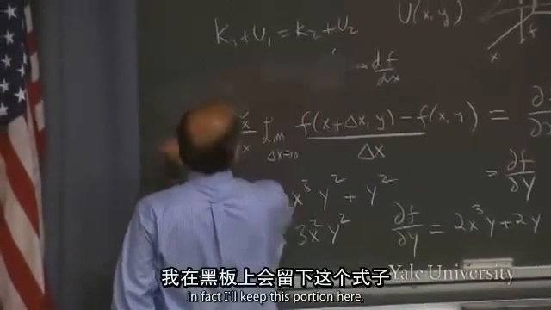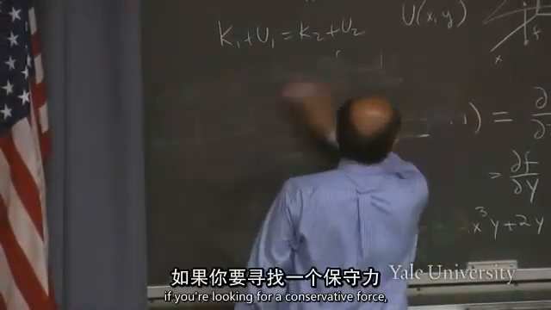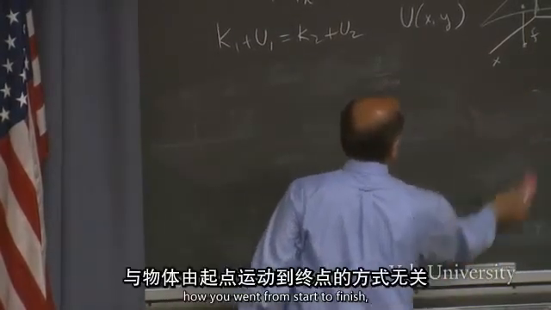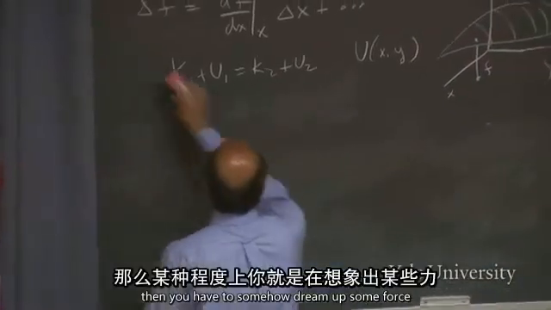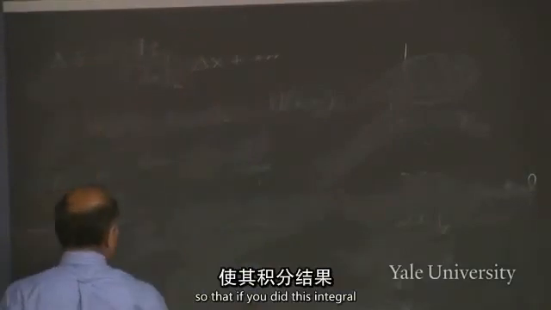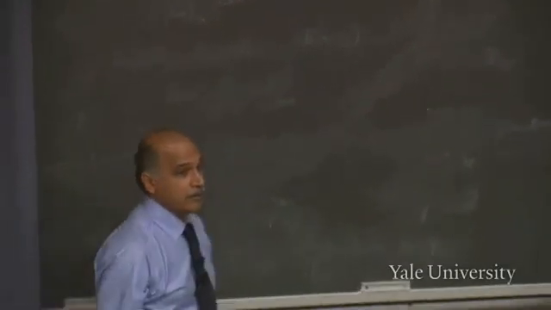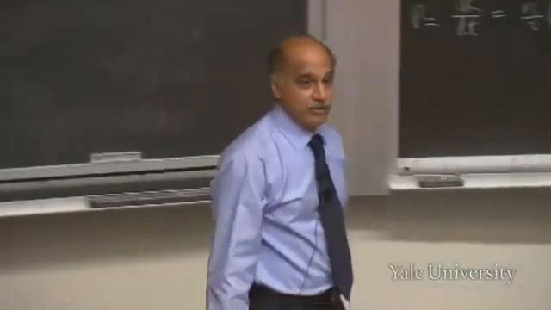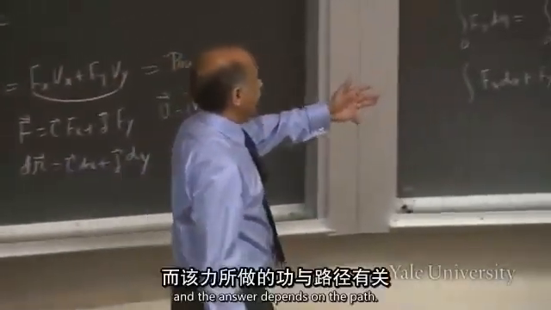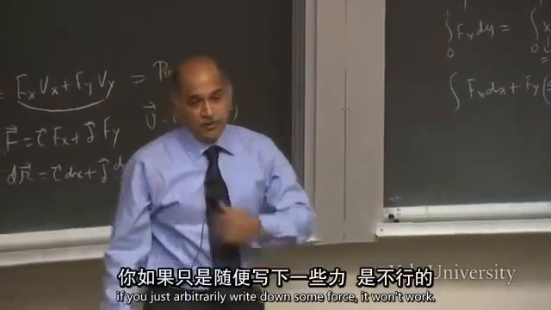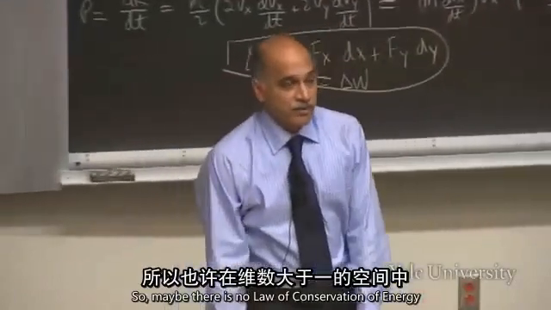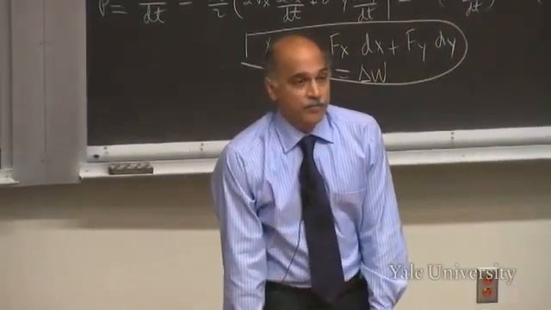So what we have learned, in fact I'll keep this portion here. If you're looking for a conservative force, a force whose answer does not depend on how you went from start to finish, then you have to somehow dream up some force so that if you did this integral, the answer does not depend on the path. You realize that looks really miraculous because we just wrote down an arbitrary force that we all cooked up together with these exponents, and the answer depends on the path. And I guarantee you, if you just arbitrarily write down some force, it won't work. So maybe there is no law of conservation of energy in more than one dimension.